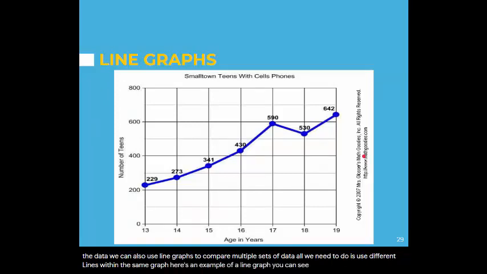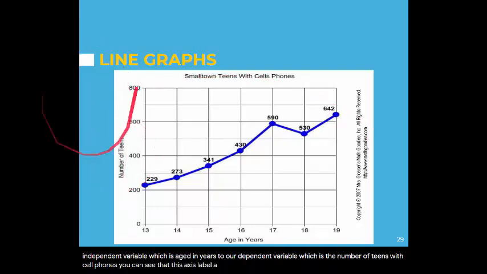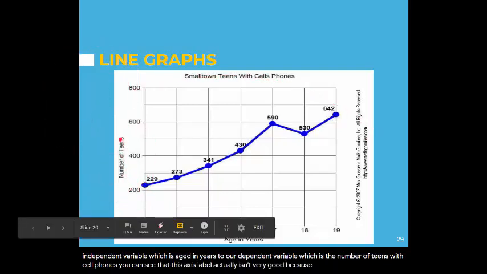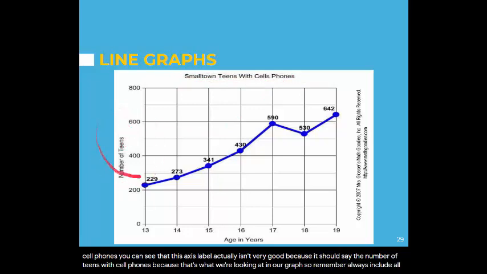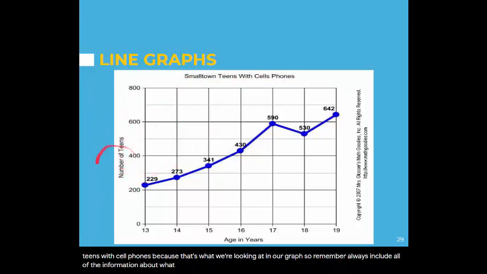You can see that we are comparing the independent variable, which is age in years, to our dependent variable, which is the number of teens with cell phones. You can see that this axis label actually isn't very good because it should say the number of teens with cell phones, because that's what we're looking at in our graph. So remember, always include all of the information about what your data is on your axes label.